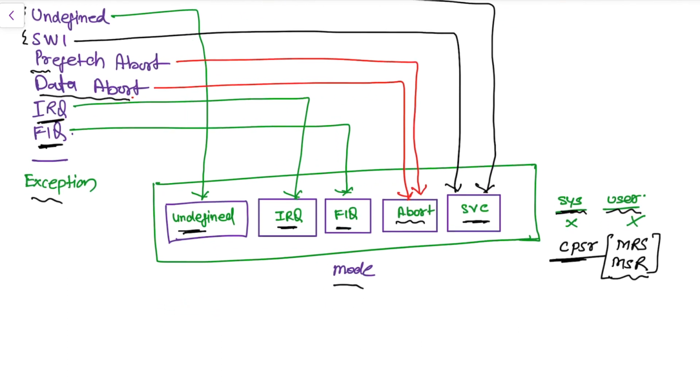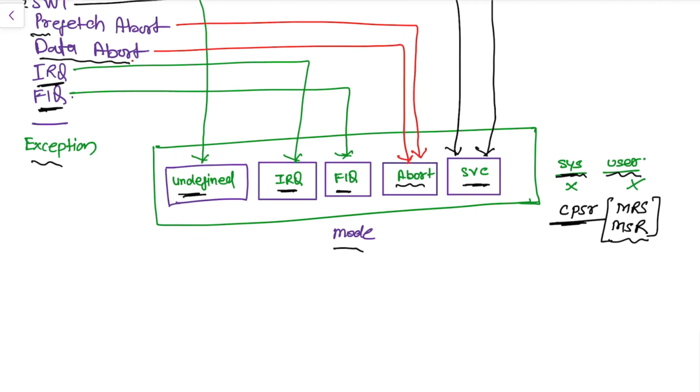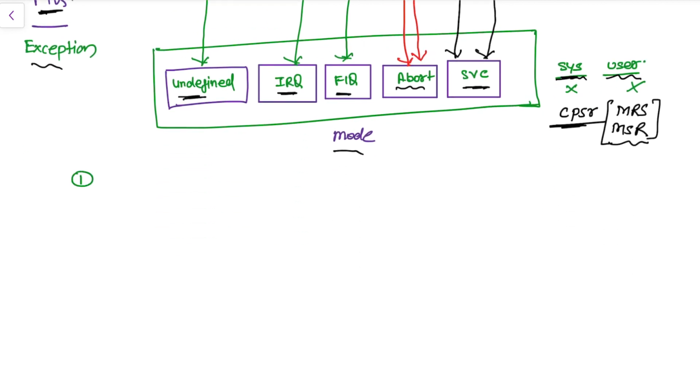So now the question you can ask me: what happens when an exception occurs? The processor does four things when an exception occurs. The first thing which the processor or the microcontroller does is it saves the CPSR into the SPSR of the exception mode.